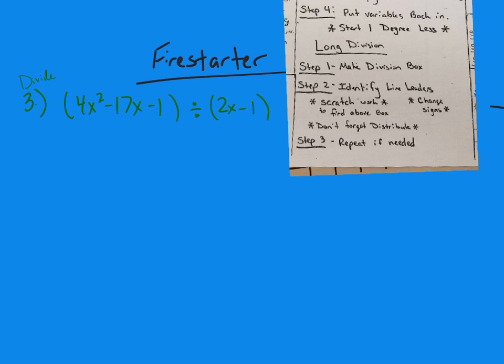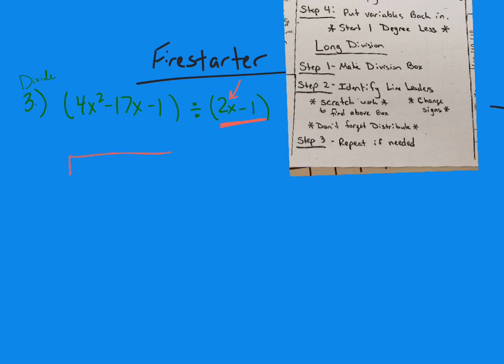Alright, for number 3, I have to use long division. The reason I have to use long division is because this right here is bigger than 1x. Remember, you can only use synthetic division if it's in the form 1x plus or minus a number. So it is not in the proper form, so I must use long division.